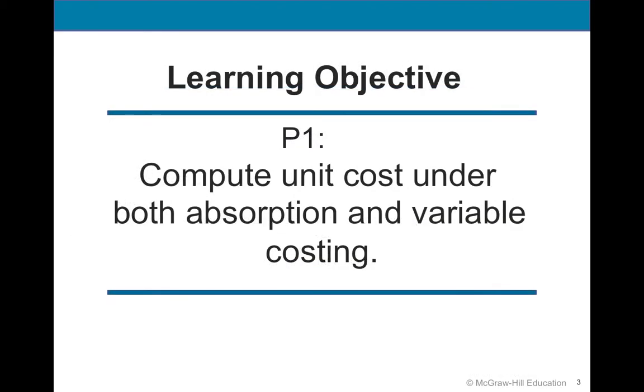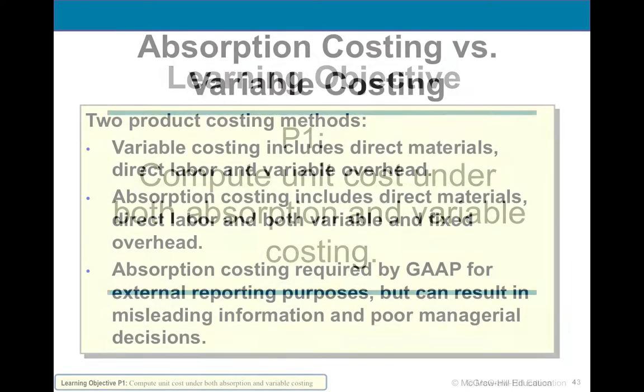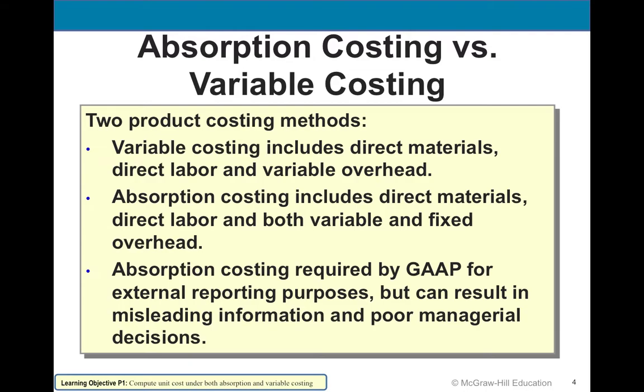Okay, objectives. The big thing we talked about in this week's chapter is absorption and variable costing. We're going to estimate the unit cost for each one. What's it going to be under absorption costing and variable costing? They include certain things for the cost method: variable costing includes materials, and so does absorption. The big difference is right here: variable costing does not include fixed overhead in its cost per unit. Absorption does. The name says it absorbs everything.